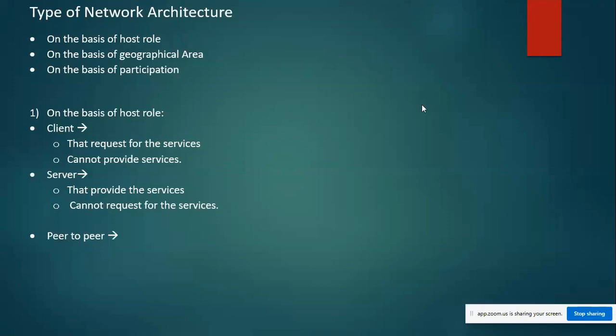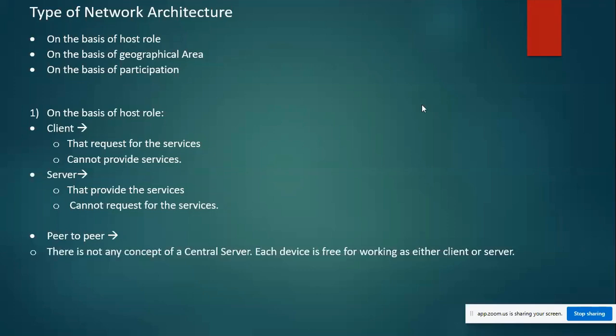Now the next one. In client server, there will be one client and many servers, or many clients and one server. In client server, the client will always request and the server will provide the services. But there is one more thing, peer to peer. Here there is no concept of server and client. Each device works like a client or server. So any device can request or respond for a service at one point of time. For example, devices can request and respond for services at the same time. What are the examples of this?